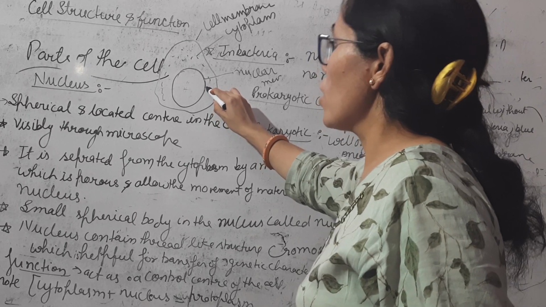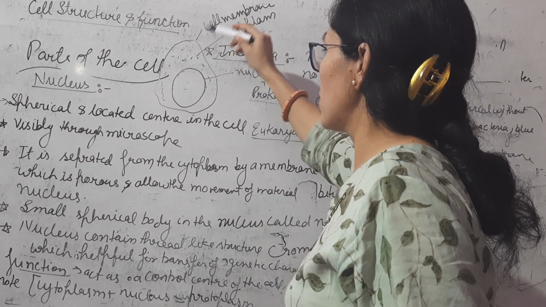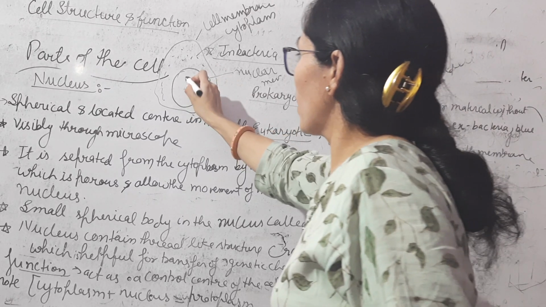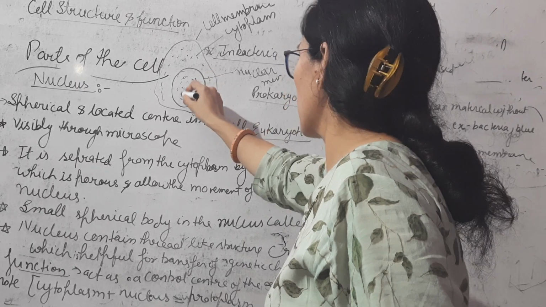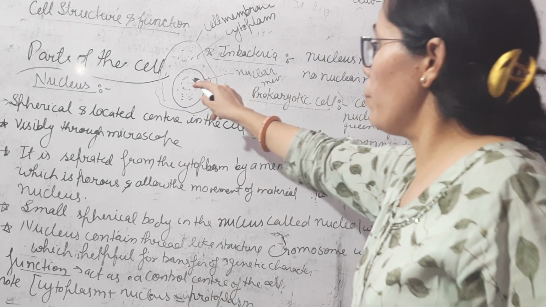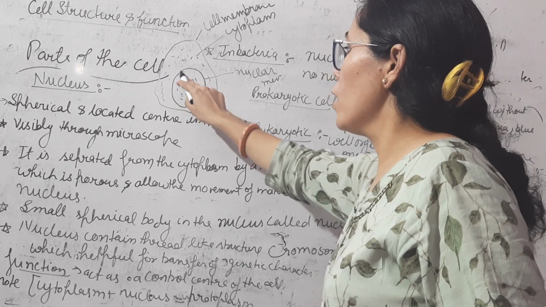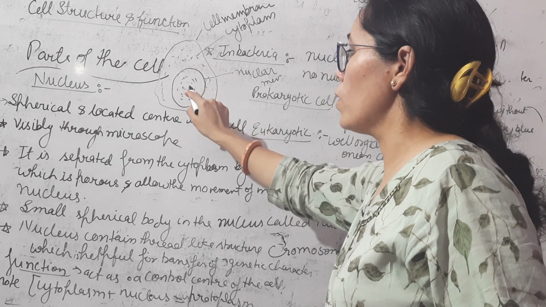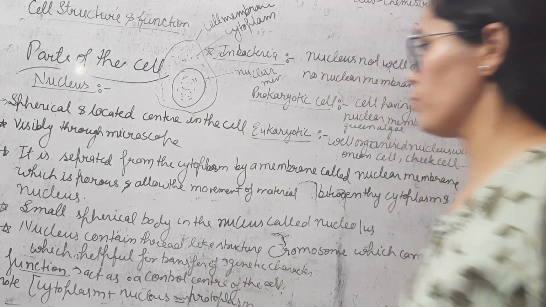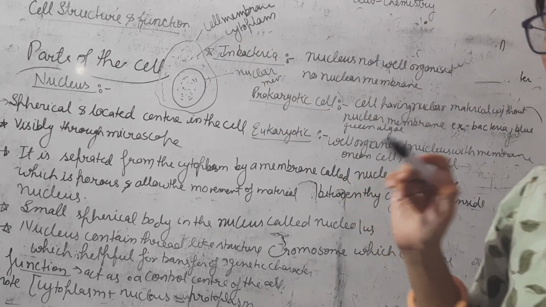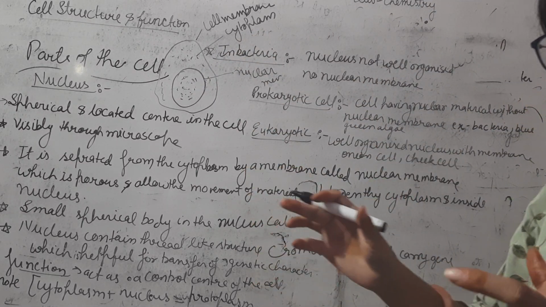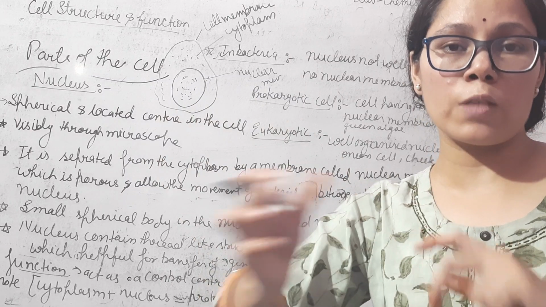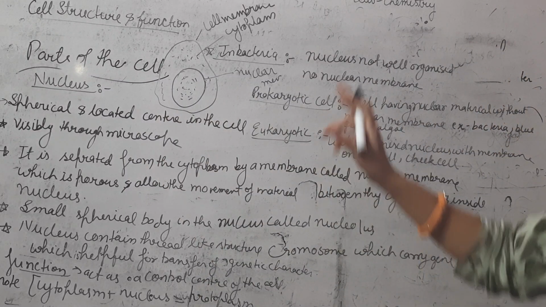This is the portion which separates the cytoplasm through the nuclear membrane. The substance present in the nucleus is called nuclear material. So the nuclear material and cytoplasm are separated by a membrane known as the nuclear membrane. This nuclear membrane is porous, which allows the movement and transfer of material between the cytoplasm and the inside of the nucleus.